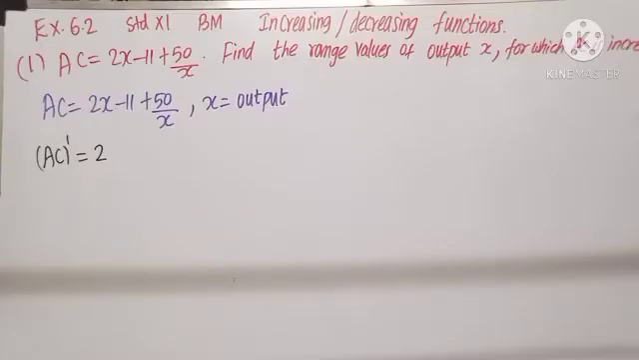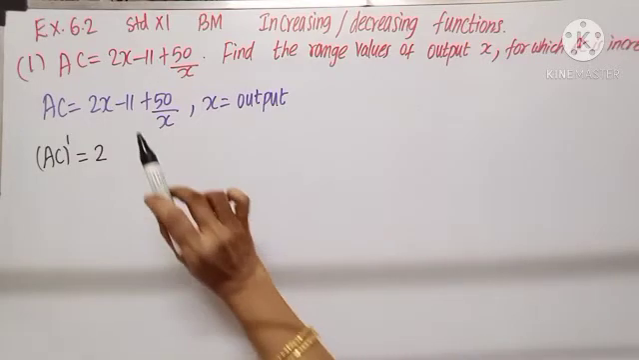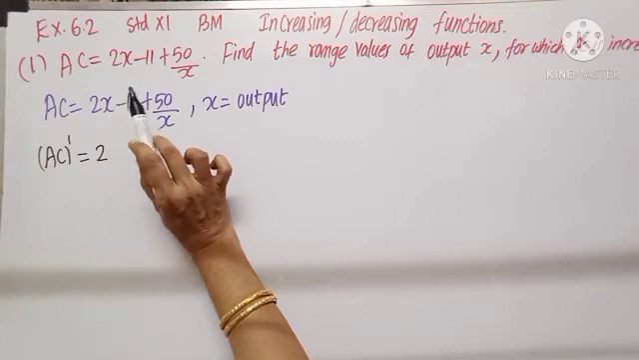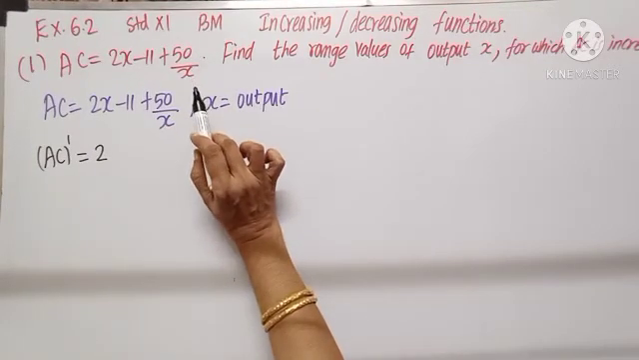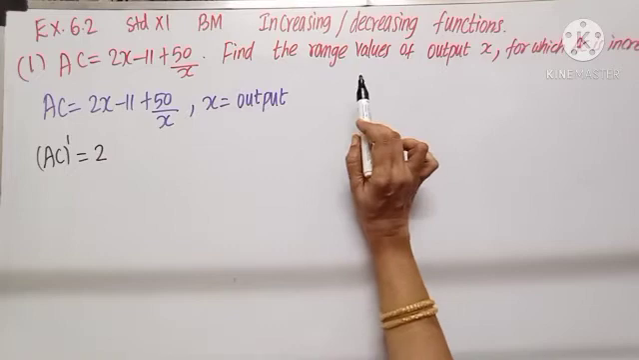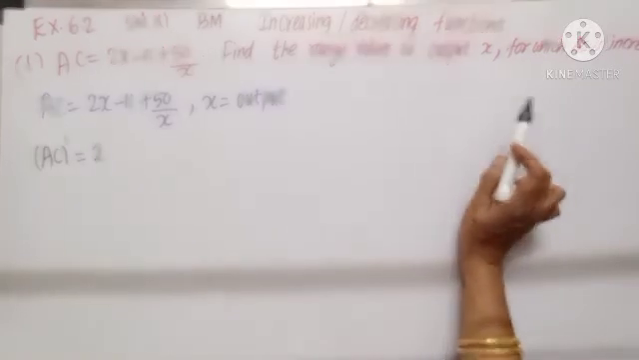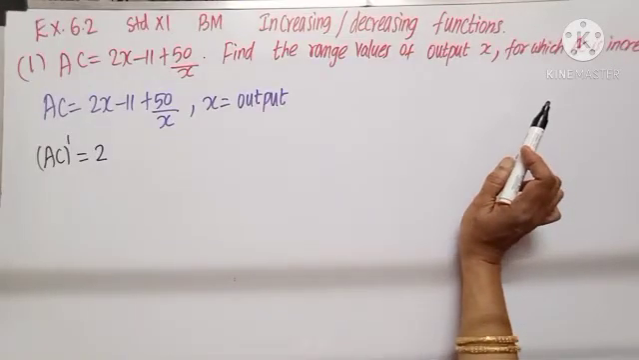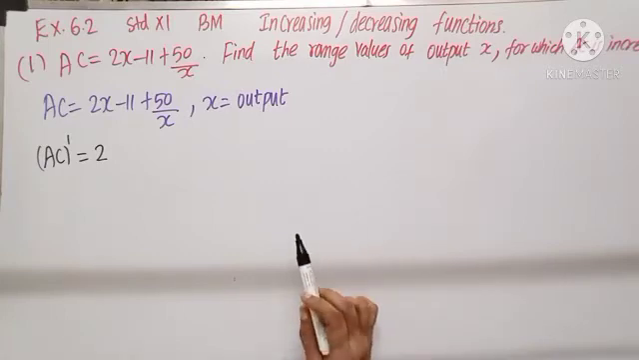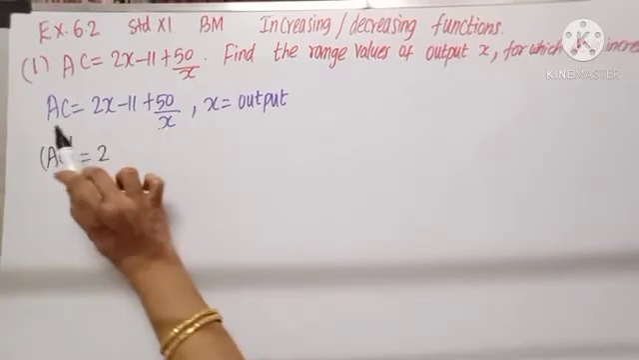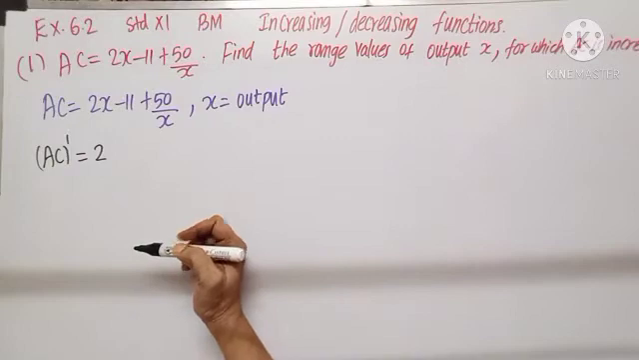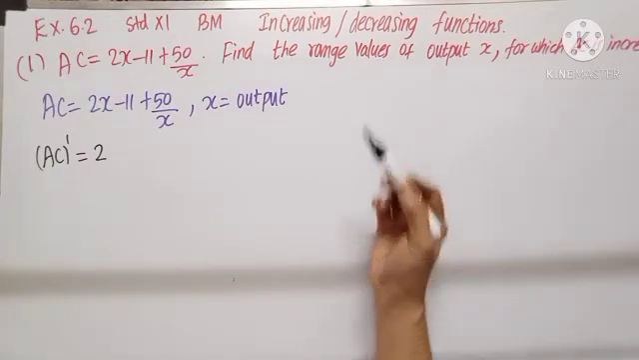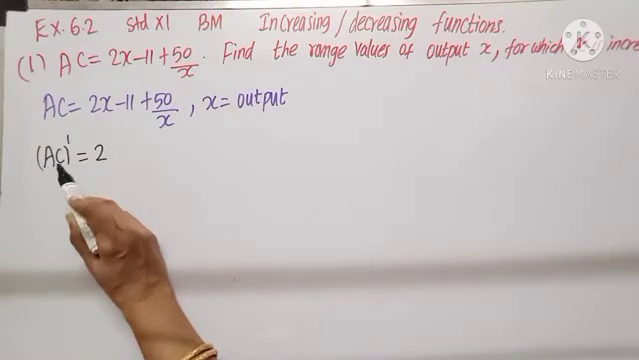Exercise 6.2, question number 1: given the average cost function is 2x minus 11 plus 50 by x, find the range of values of output x for which the average cost is increasing. Given x is output and AC. For finding increasing or decreasing, let us do the first step, the first derivative.